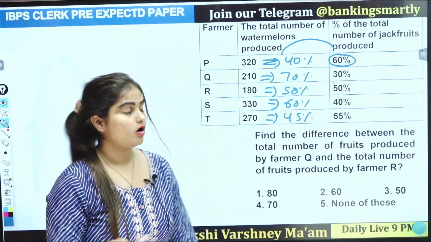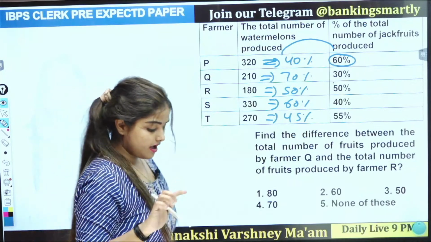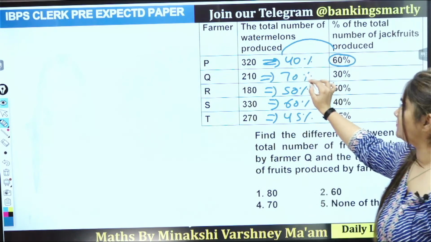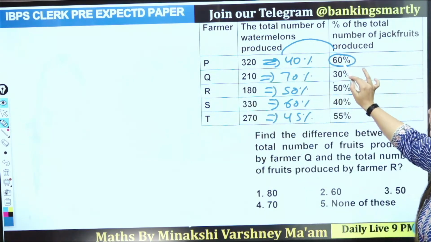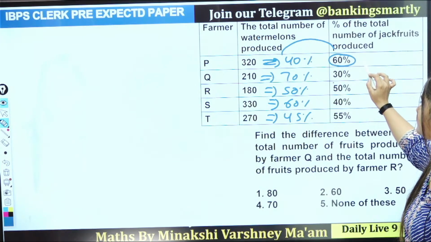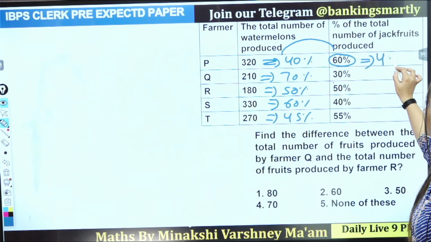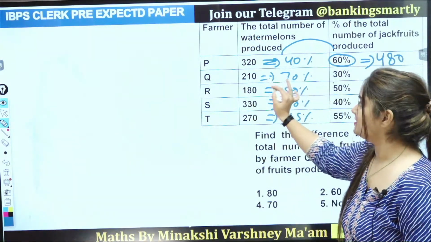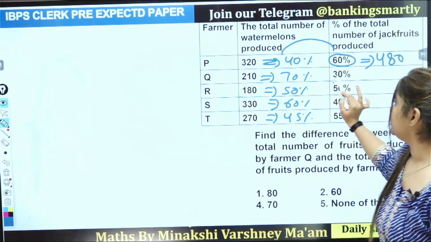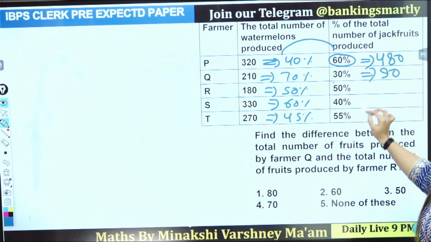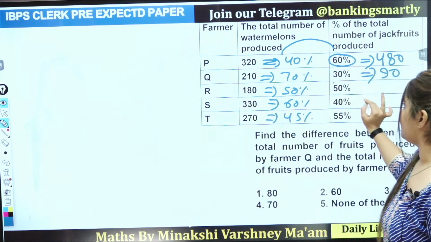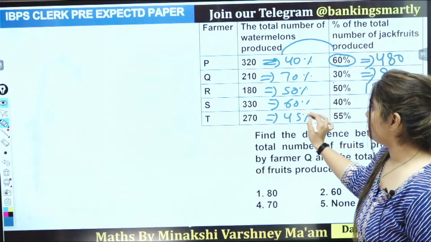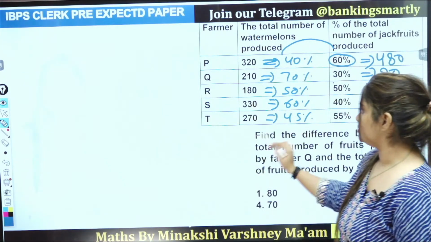In the exam hall you can do this directly. How? If 40% is equal to this, that means 1 unit की value 8, 4 8s are 32. So 60% is equal to what? 8 6s are 48. If 70% is 21, 7 3s are 21, 1 unit की value 3, so 3 3s are 9, this one is 90. Clear? If half is 180, then the other half is also 180. Nothing to do there.